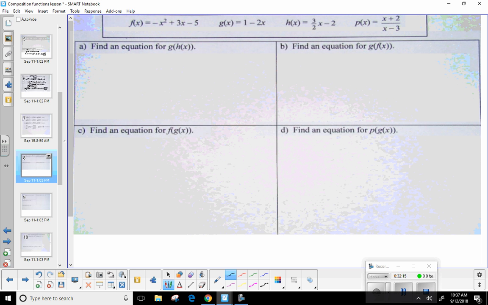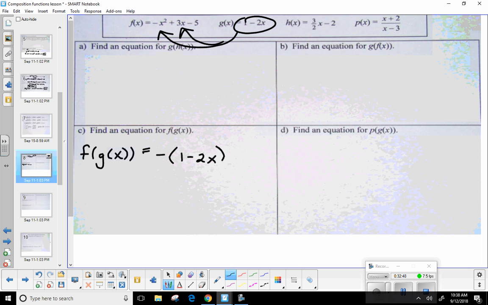Okay, let's try another one. Find an equation for f of g of x. Okay, so I'll get this one started, and then let's see if we can get somebody up here to help me finish. So this time I'm going to plug g into f, and there are multiple x's where I have to replace x. Now remember the negative is still going to be there. I'm just replacing x. So f of g of x equals negative, now I'm going to put 1 minus 2x squared. See, all I did was replace the x. Plus 3x, so plus 3 times 1 minus 2x. And then we have minus 5.